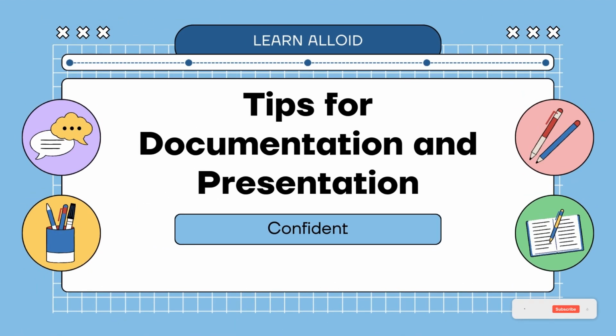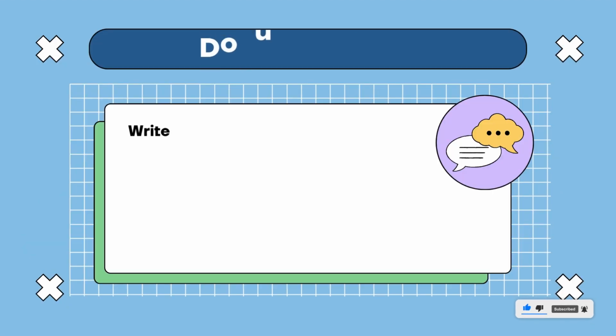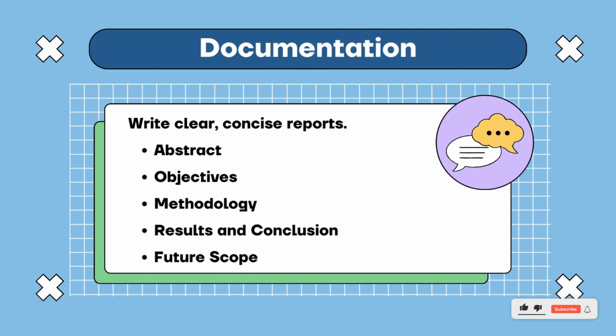Now comes the part many students struggle with, documentation and presentation. But don't worry, I'll simplify it for you. Your documentation should be clear, concise, and well organized. Make sure it includes an abstract, a summary of your project, objectives, what you aim to achieve, methodology, how you achieved it, results and conclusion, what you discovered, future scope, potential improvements or applications.